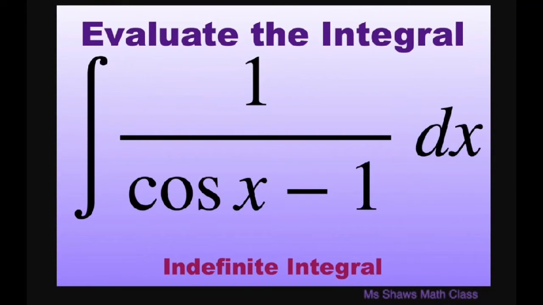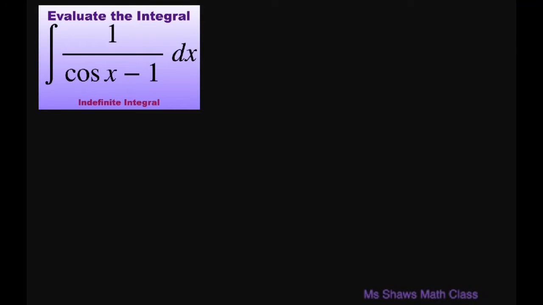We're going to evaluate the integral of 1 divided by cosine of x minus 1 dx. When we first start here, this is going to be hard to integrate, and it would be nice if this was a square. If we had cosine squared of x minus 1, it's going to be easier to work with. So what we're going to do is multiply our denominator by the conjugate.